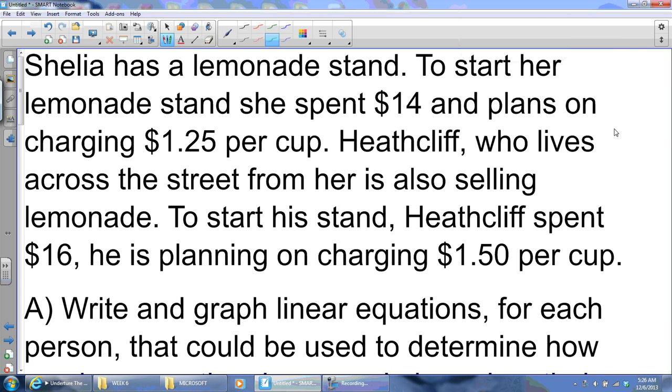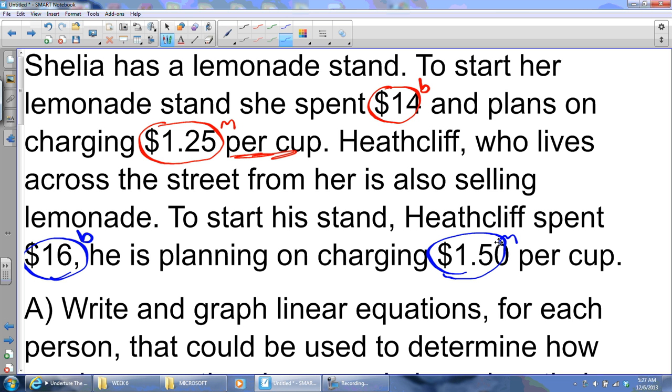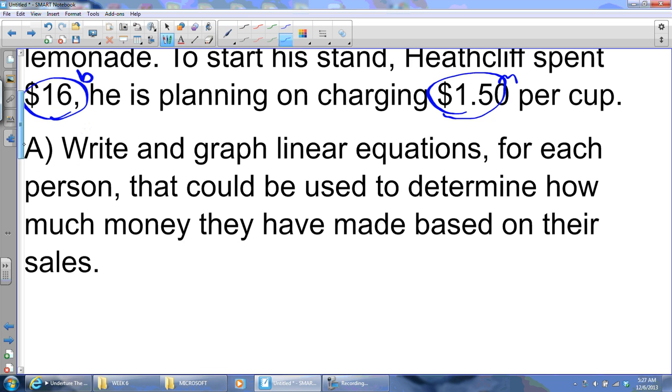Okay, Sheila started a lemonade stand. She spent $14. Whoop, she's spending money. Sounds like a starting point. Sounds like a y-intercept. So that's b. Plans on charging $1.25 per cup. Okay, that's my slope. How do I know? Per cup. Heathcliff, who lives across the street from her, is also selling lemonade. Sounds like they're competing against each other. To start his stand, Heathcliff spent $16. There you go, y-intercept. He is planning on charging $1.50 per cup. There's his slope. Okay, write and graph a linear equation for each person.